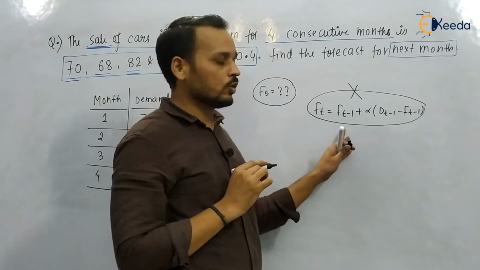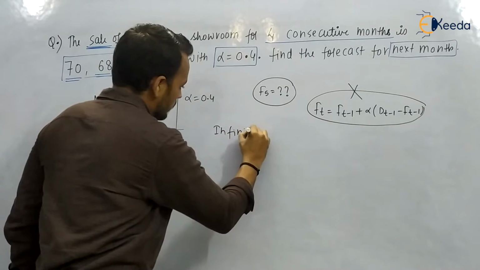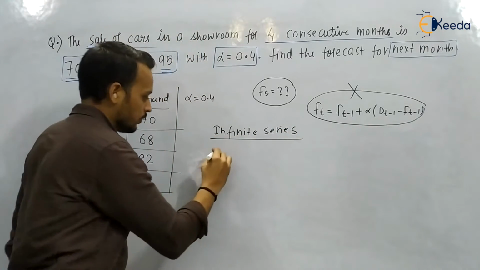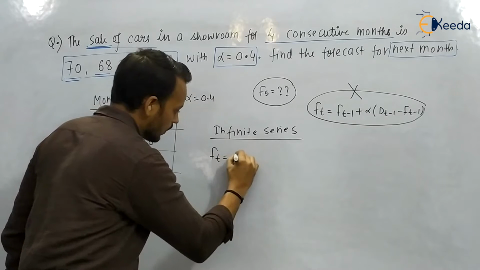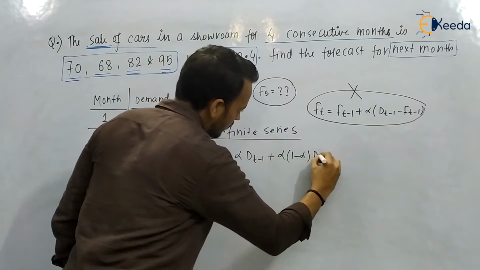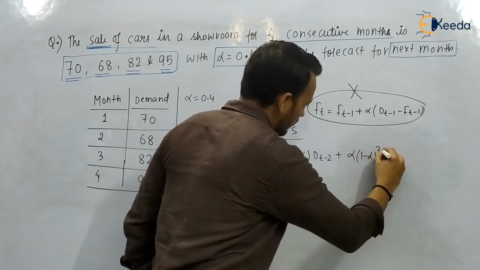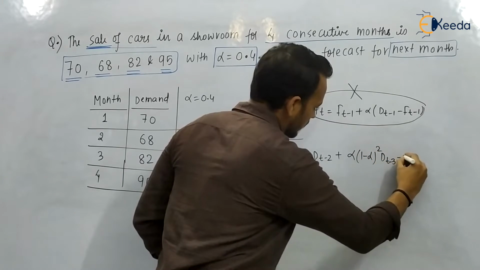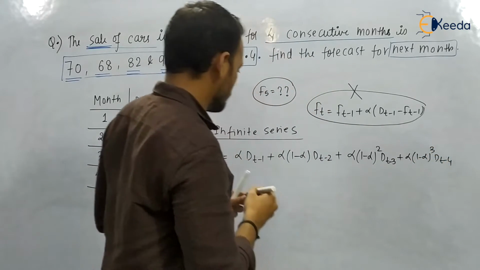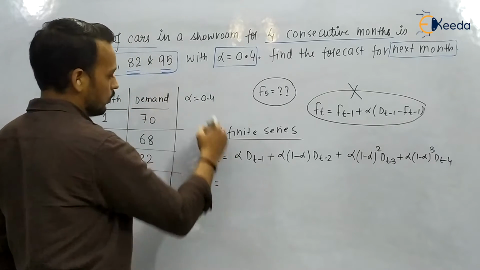So we will take the infinite series. Writing the infinite series: Ft = alpha Dt-1 + alpha(1 - alpha) Dt-2 + alpha(1 - alpha)^2 Dt-3 + alpha(1 - alpha)^3 Dt-4, for 4 months. Here Ft is F5.